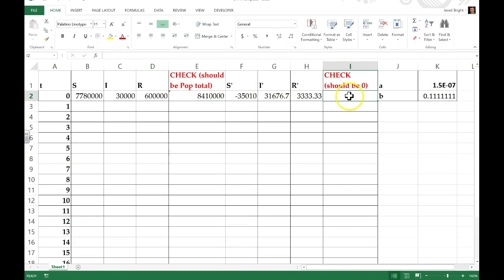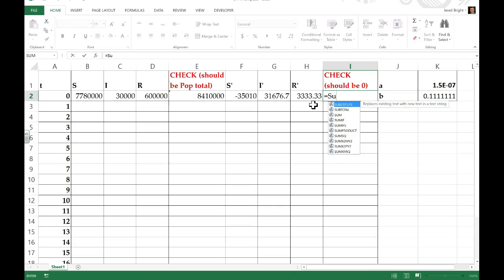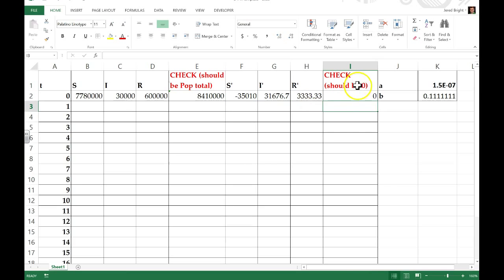The check here, okay, so nobody's leaving the city, nobody's dying, so everybody needs to be accounted for, so the total change, if we add up all these changes, it should be 0, which it is. Okay, so that's good.